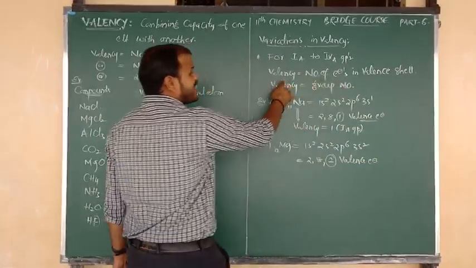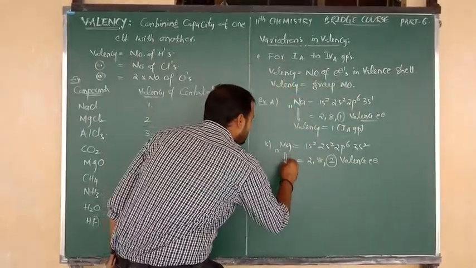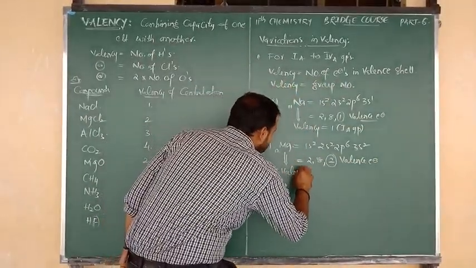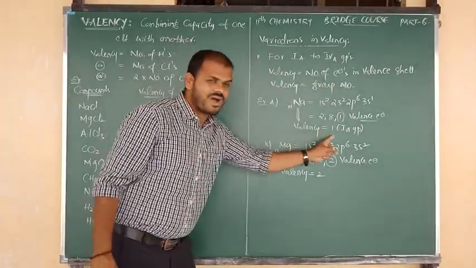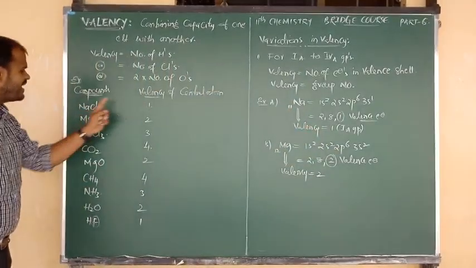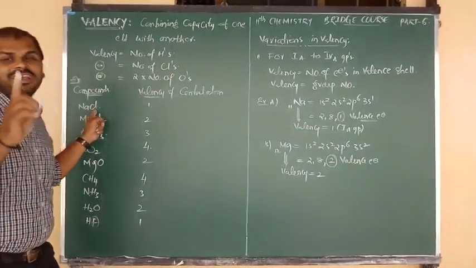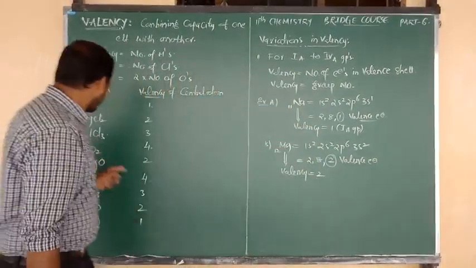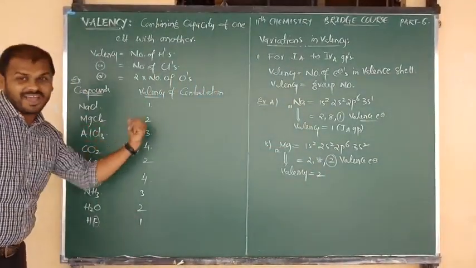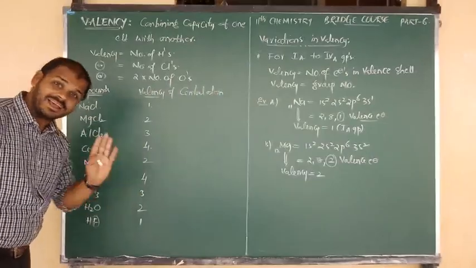The number of valence electrons is equal to valency, so magnesium's valency is 2. Sodium's valency is 1, so it can combine with only one chlorine or one hydrogen. Magnesium's valency is 2, so it can combine with 2 chlorine, like the examples we have written. Now it's matching, good.